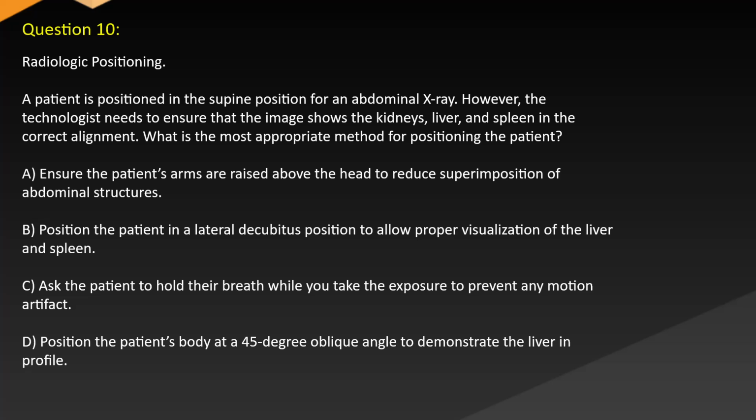A. Ensure the patient's arms are raised above the head to reduce superimposition of abdominal structures. B. Position the patient in lateral decubitus position to allow proper visualization of the liver and spleen. C. Ask the patient to hold their breath while you take the exposure to prevent any motion artifact. D. Position the patient's body at 45-degree oblique angle to demonstrate the liver in profile.